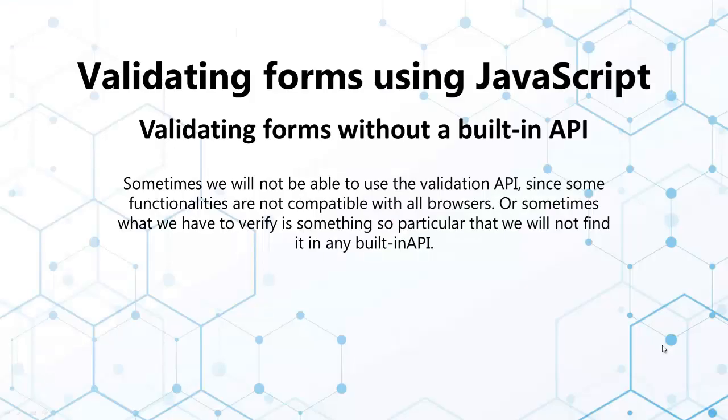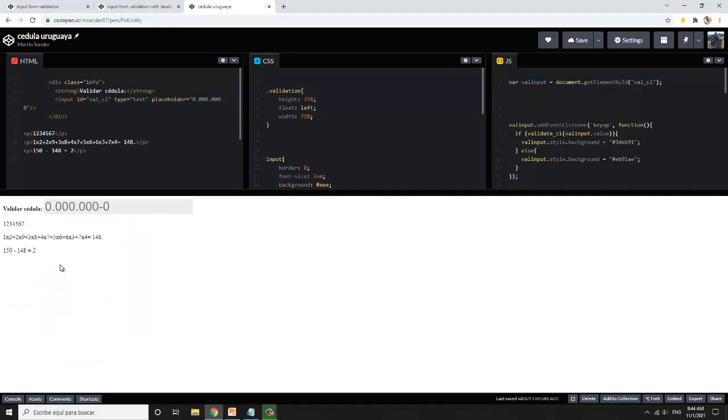Well, sometimes we have to validate forms without a built-in API, because sometimes we will not be able to use the validation API since some functionalities are not compatible with all browsers, or sometimes what we have to verify is something so particular that we will not find it in any built-in API. I want to show you an example of that, where we need something very customized and particular, and we have to use just JavaScript without an API.